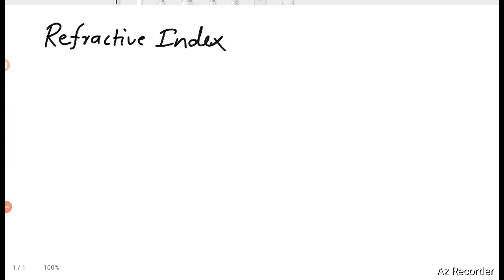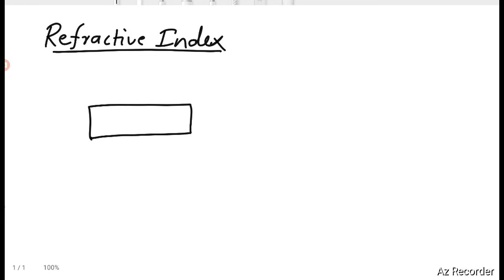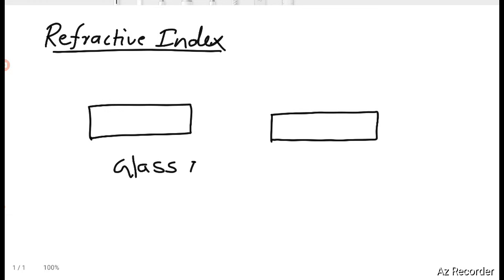Dear students, we discussed today about refractive index. What is the refractive index? Let us know. Suppose we have taken one glass and this is also one glass. Suppose this is glass A and this is glass B.